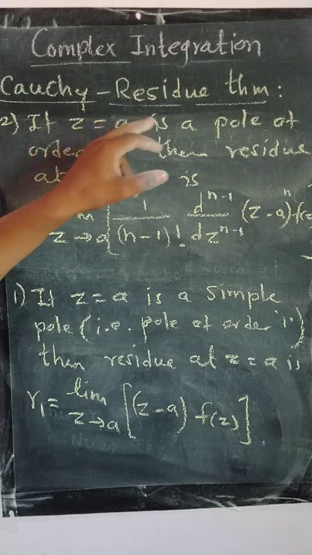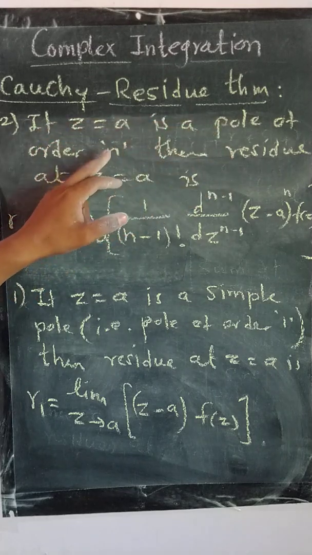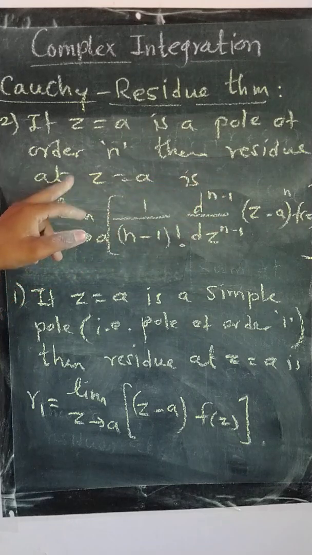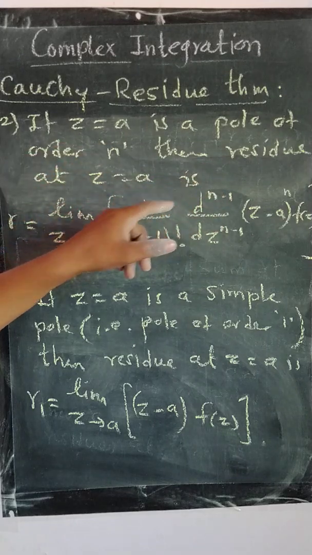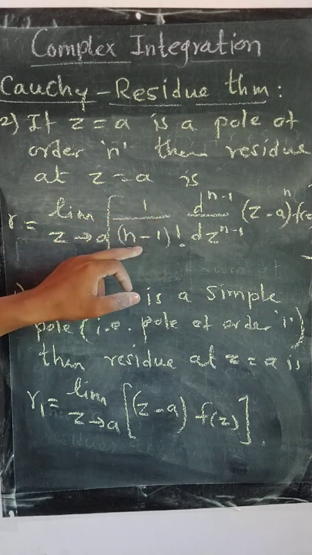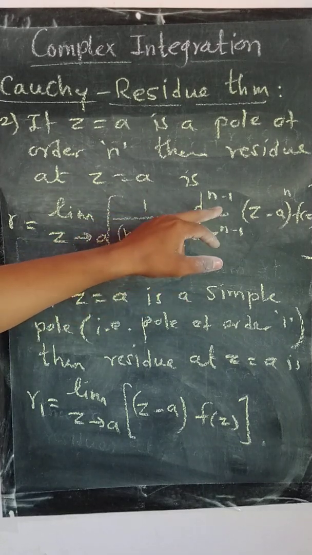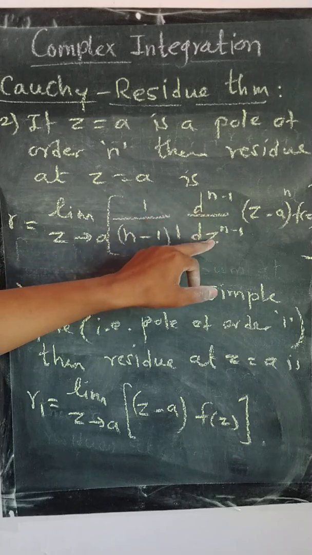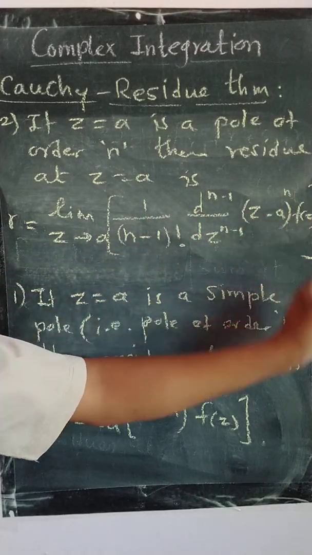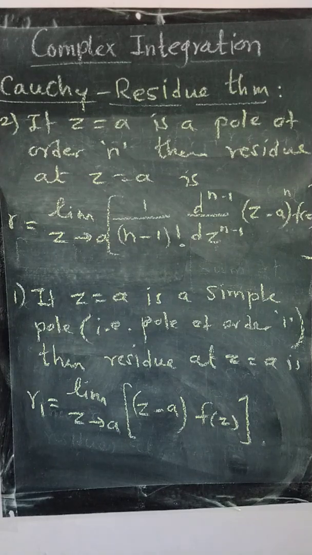If z equal to a is a pole of order n, that is a pole of order 2, 3, 4 and so on, then the residue at z equal to a is the limit as z tends to a of 1 upon (n minus 1) factorial times the (n minus 1)th derivative with respect to z of (z minus a) raised to n f(z). So these are the two formulas to find the residues.